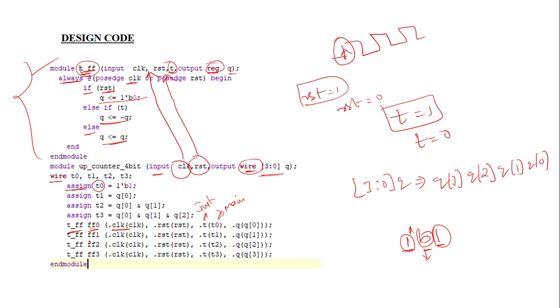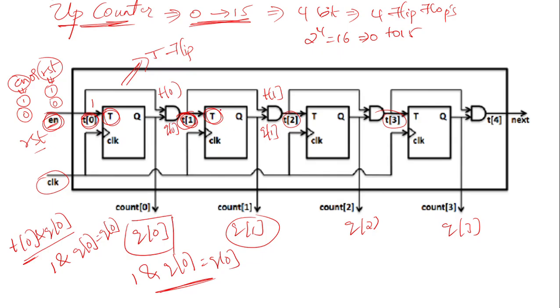Again, for the next T flip-flops we connect like this. T of 1 connects to the T of the second flip-flop, T of 2 connects to the T of the third, and T of 3 connects to the T of the fourth. Coming to the clock, clock is connected to clock. This clock is the T flip-flop clock, and this clock is the up counter clock. We have to connect the up counter clock with the T flip-flop clock. That's why I make these port connections.